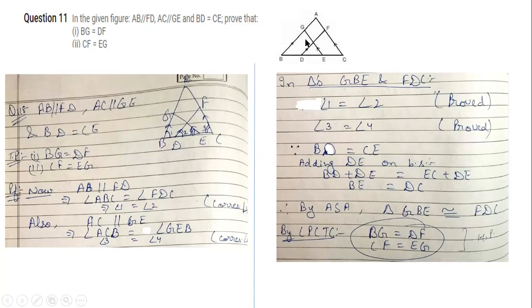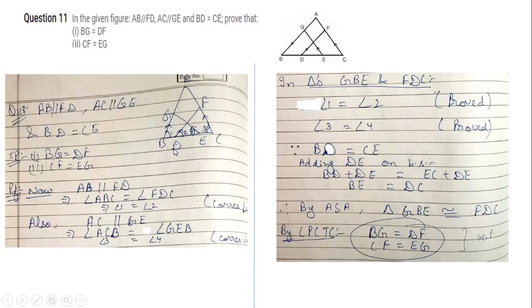So according to this question, what have we found? They have talked about BG and DF, EG and CF. That means we have two triangles here. We have two triangles and we have to prove that these two triangles are congruent. And if these two are congruent, then it is easy for us to solve the question. So come to the solution.